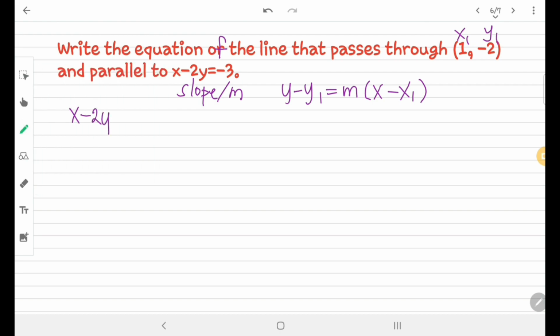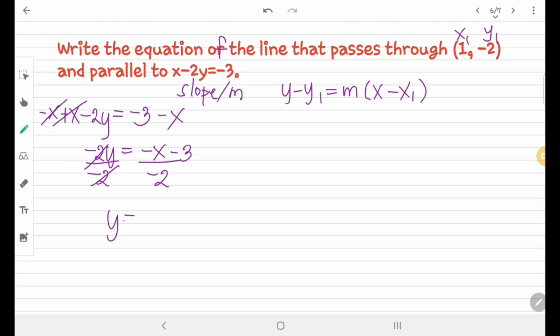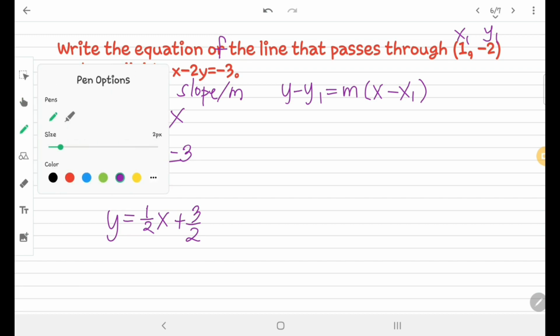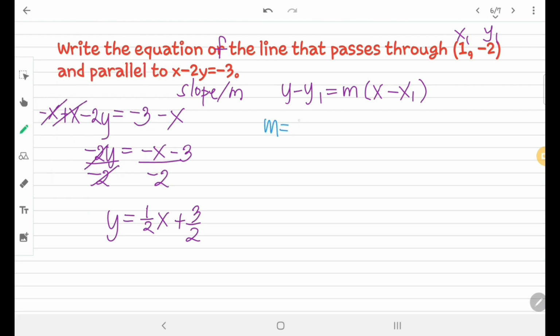So, x - 2y = -3. Mag-minus tayo ng x on both sides para mawala ito. So, we have -2y = -x + -3, unahin ko na yung variable x kasi doon nakikita yung slope. And then, let's divide both sides by -2. y = 1/2 x + 3/2. Paano naging 1/2? Kasi negative divide negative is positive. So, 1/2 x, ito yung slope. Okay, so yung m na gagamitin natin ay 1/2.